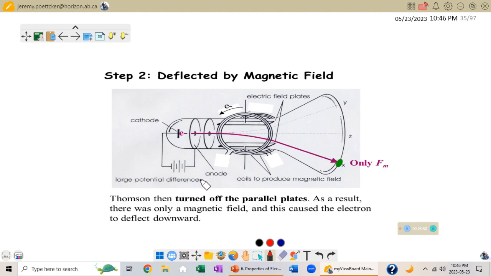So he then turned off the parallel plates. So now we have no charge here or here. These are lovely and neutral. And all we have is magnetic field. And this is going to cause the electron to deflect downwards.